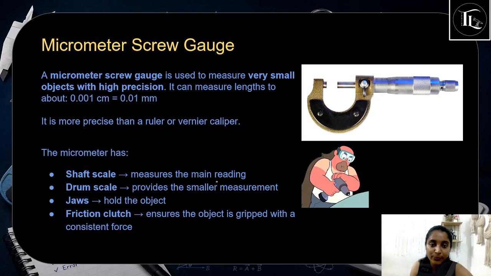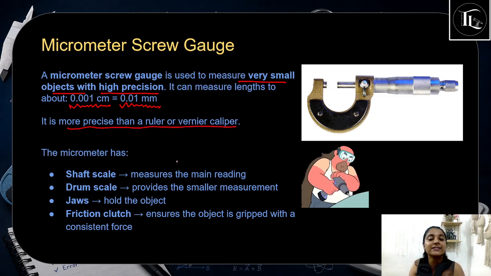Moving to the micrometer screw gauge. Now, why do we need a screw gauge? So now this gives us even more precise values. This is used to measure very small objects with high precision. And now how much precise? Up to 0.01 mm or 0.001 centimeter. So this is even more precise than a vernier caliper.